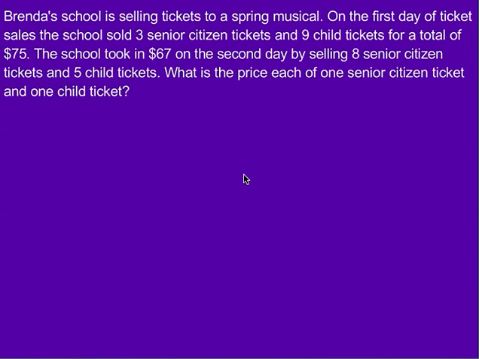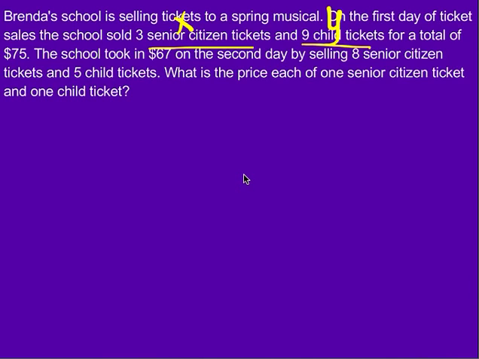Last but not least, let's take a look at number 10. It says Brenda is selling tickets to the spring musical. On the first day of ticket sales, she sold 3 senior citizen tickets and 9 child tickets. So I'm going to let X represent the price of senior citizen and Y represent the price of child for a total of $75. The school took in $67 on the second day by selling 8 senior citizen and 5 child. What is the price of one senior citizen and 1 child ticket?